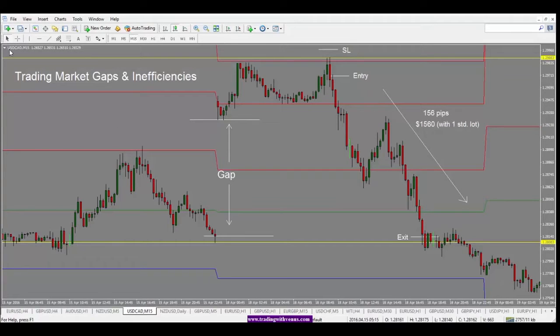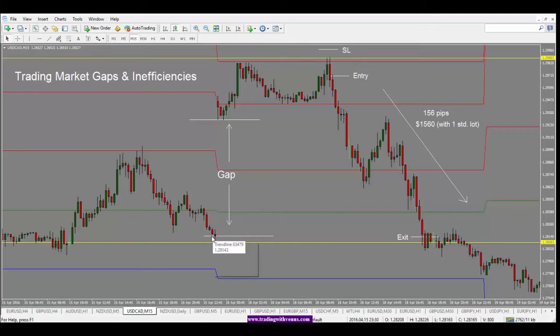Here we have the US dollar CAD 15-minute chart. As we can see here, this is the close of the price on Friday. And when the market opened on Sunday here, we saw the price jump up. The move here from the bottom to the top was about 180 pips in total. So that was the gap that happened.